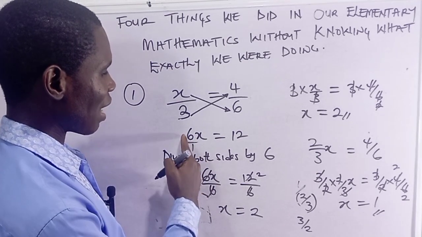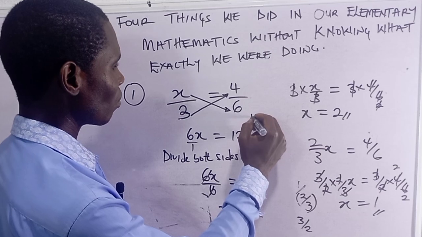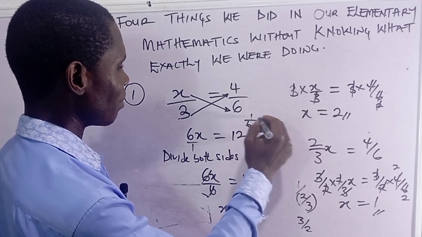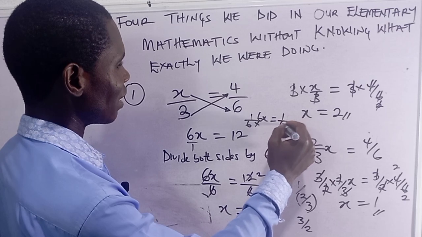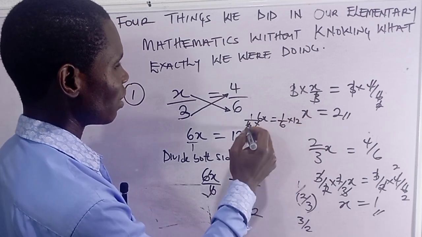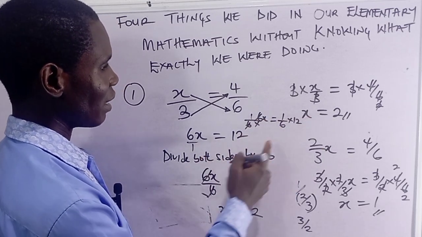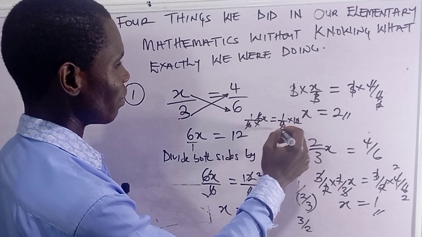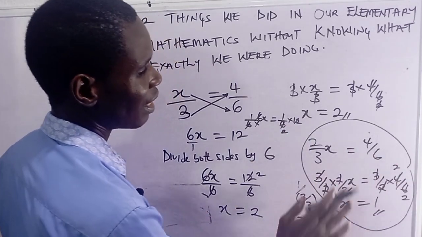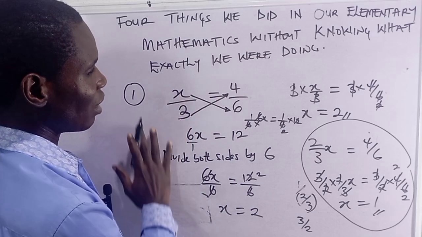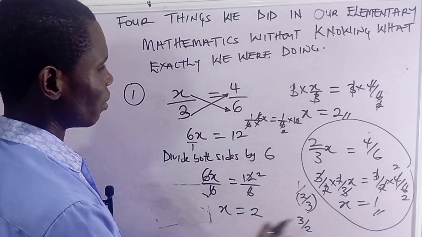is 1 over 6. So this now becomes 1 over 6 times 6x is equals to 1 over 6 times 12. 6 cancel out 6. 6 into 12 is 2. So this explanation is exactly what is happening all over the board.